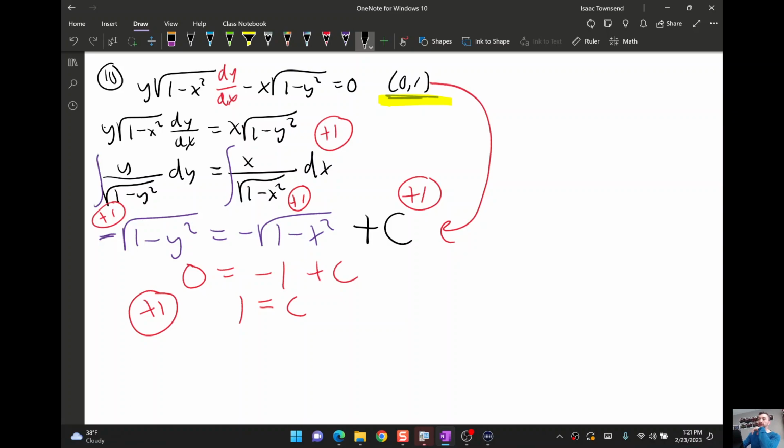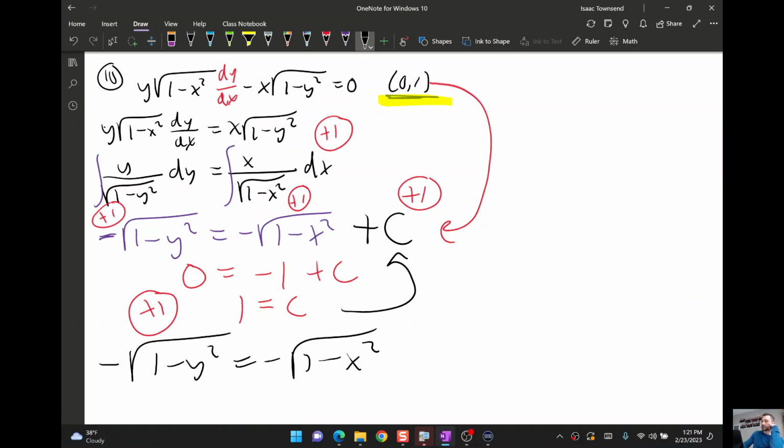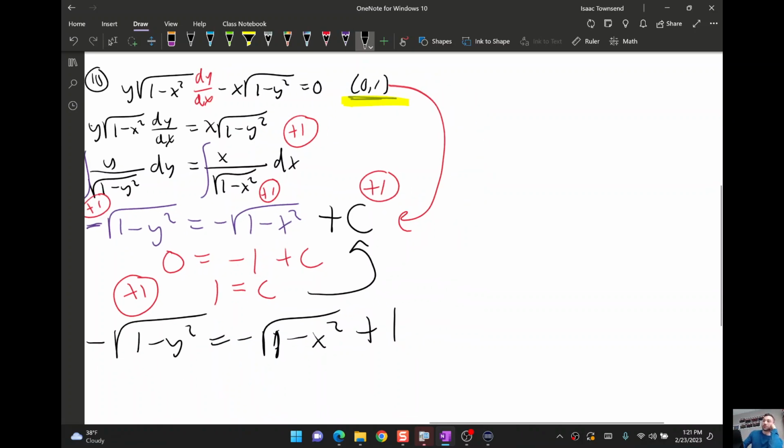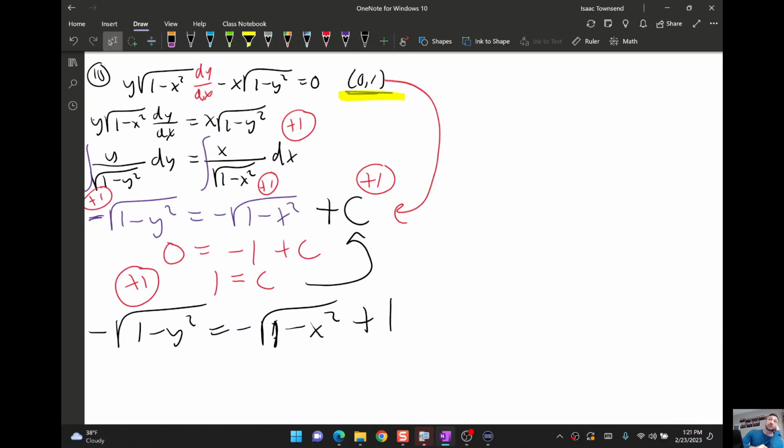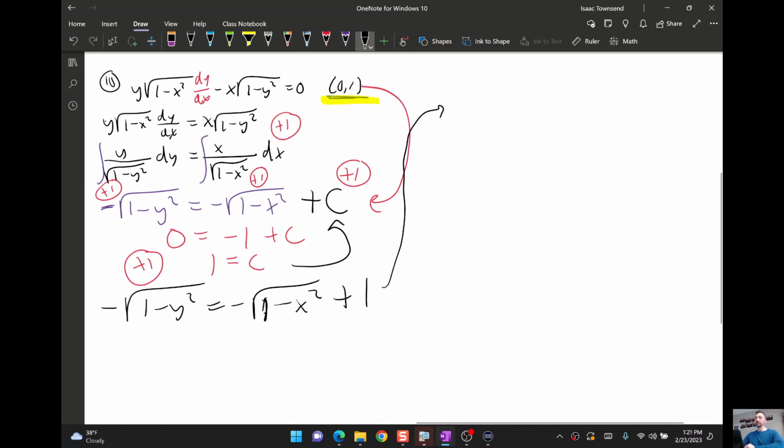So since I plugged in 0, 1 at this point, this is where I need to plug this back in. C is 1 based on where I solved it there. Okay, and then what is the last step for all of these question types? Solve for y. And this one's not particularly hard, but it does take a few steps. We can multiply everything by -1.